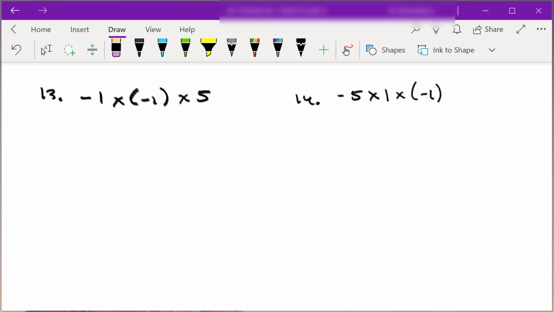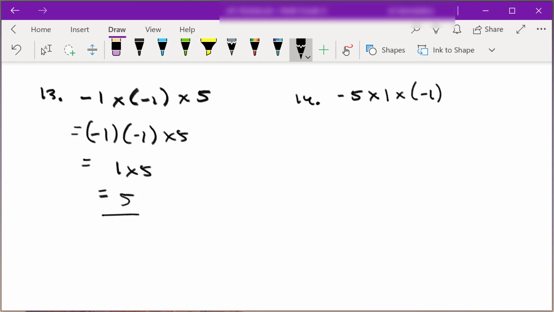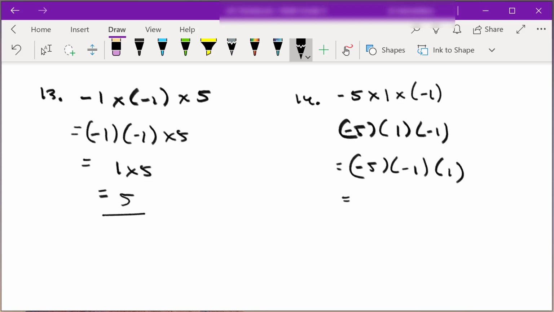Minus 1 times minus 1 times 5 could be rewritten as 1 times 5, which is just 5. 14. Minus 5 times 1 times negative 1 could be written as minus 5 times 1 times minus 1, which could be written as minus 5 times minus 1 times 1, which could be written as 5 times 1, which is just 5.